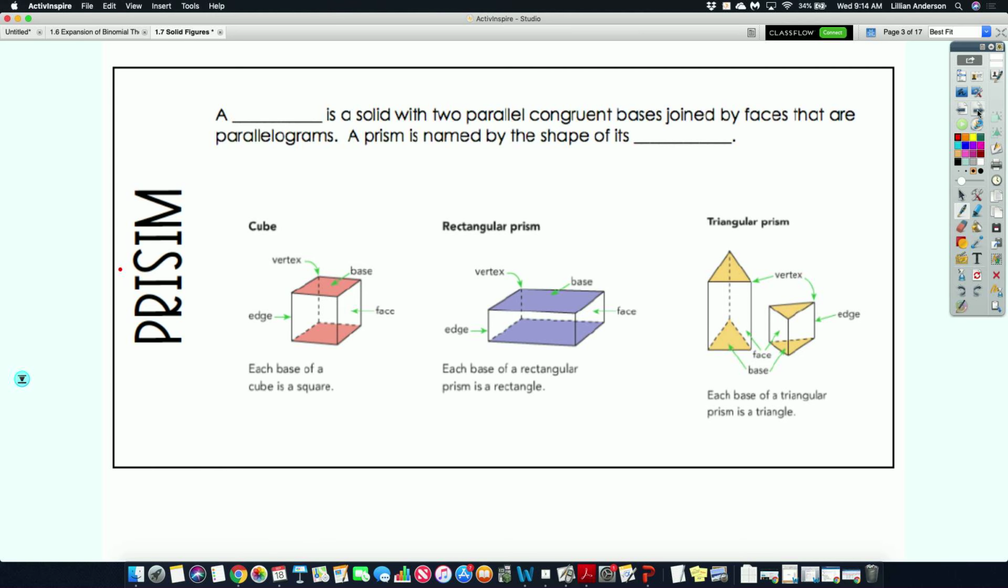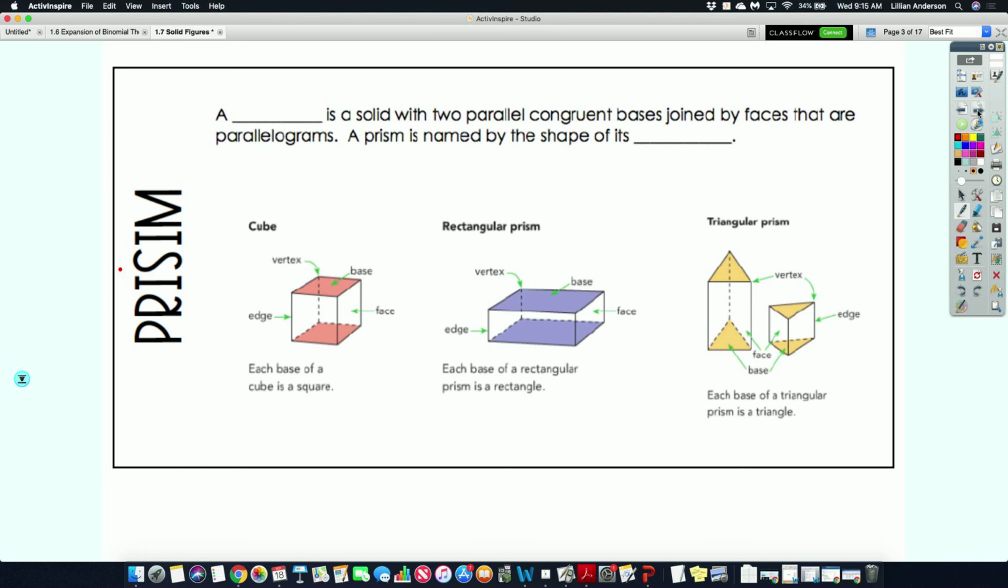A prism, okay? You have different examples of prisms. You have a cube, you have a rectangular prism, you have a triangular prism. For the cube, each base of the cube is a square. For the rectangular prism, each base is a rectangle. And for the triangular prism, each base is a triangle. Okay? So you name your prisms based off of the base.